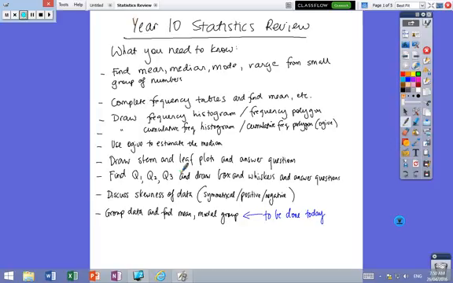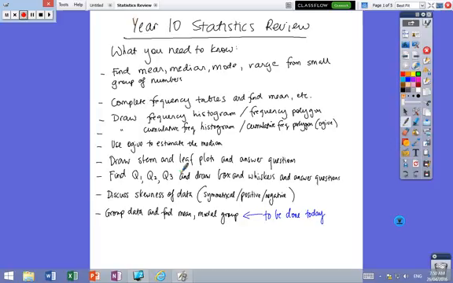You need to be able to complete frequency tables and find the mean, etc. You need to be able to draw the histograms and the polygons for the frequency histogram and the cumulative frequency histogram. Don't forget that the cumulative frequency polygon is also called the ogive, just to make it harder. And we need to be able to use the ogive to estimate the median, where you just sort of come across halfway and then come across to the polygon and read down.